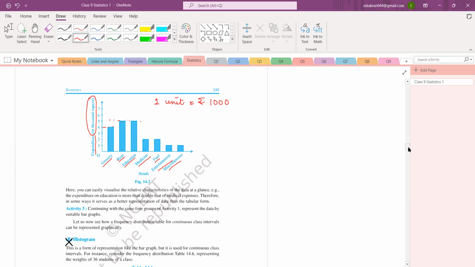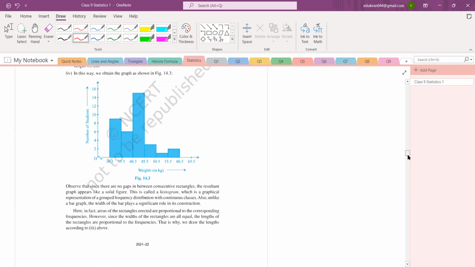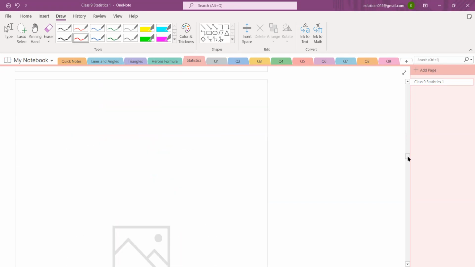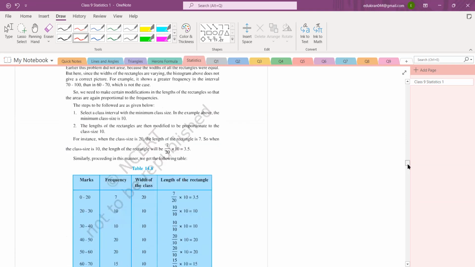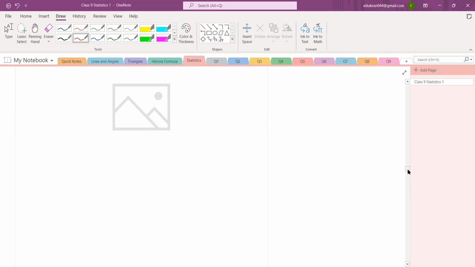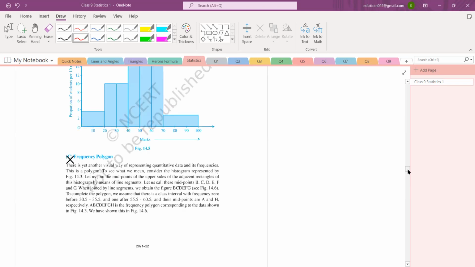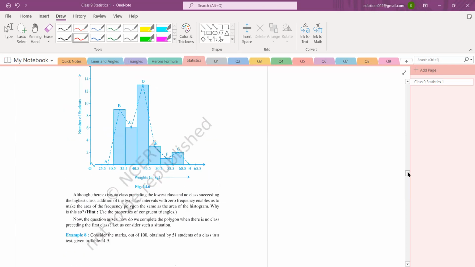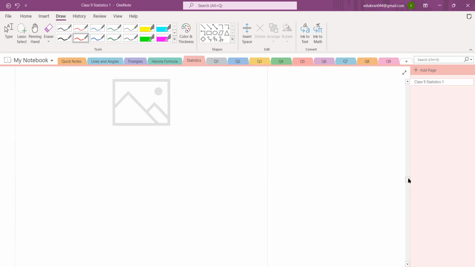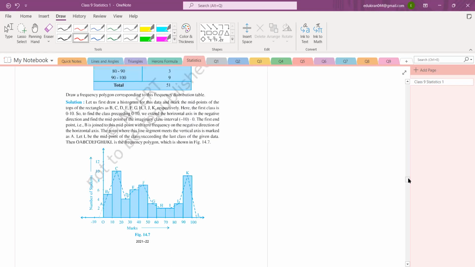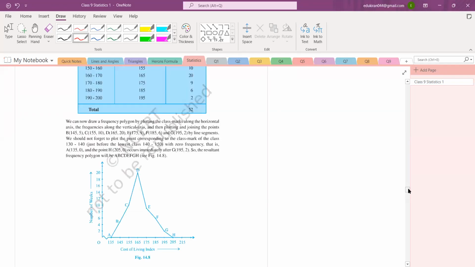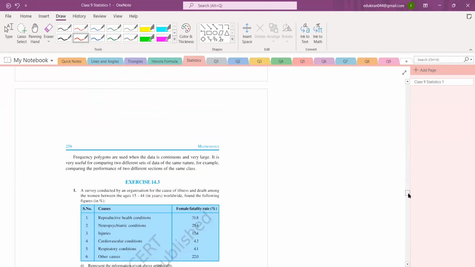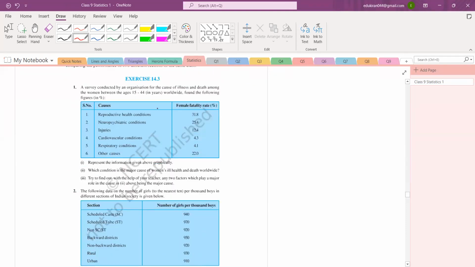Histogram is not coming. Let's have a look at the exercise also. Okay, histogram is not coming. Then frequency polygons are also not coming. Where's the exercise? Let's take time. All right, I think other students have started coming.